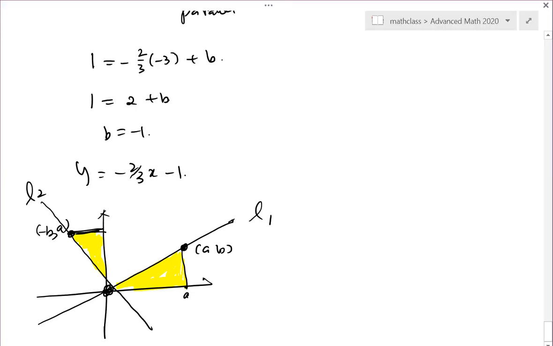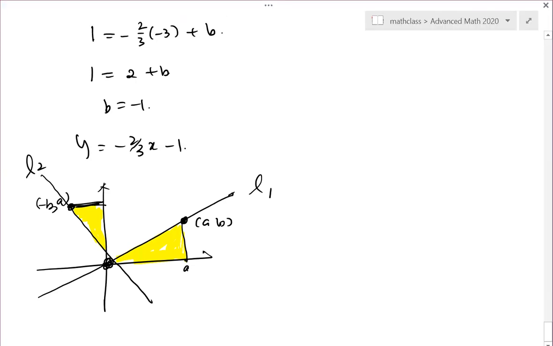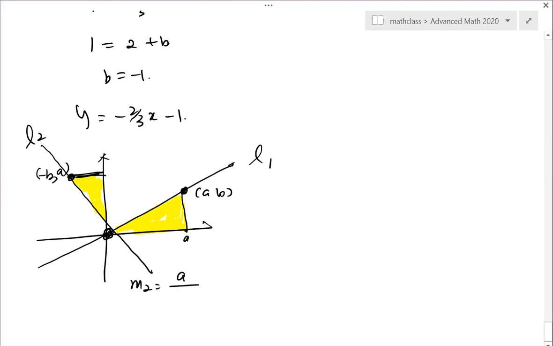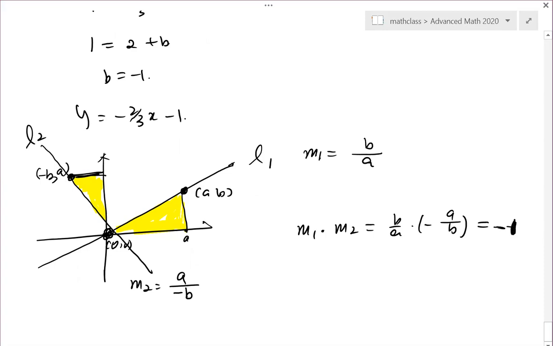Okay. So the slope for this M2 should be A over negative B. The slope here, M1, is going to be B over A. Yeah, they're all passing through the origin. And then what you see that M1 times M2 is going to be B over A times negative A over B, which is always equal to negative 1. Okay, so that's the relationship. So we came to the following conclusion.